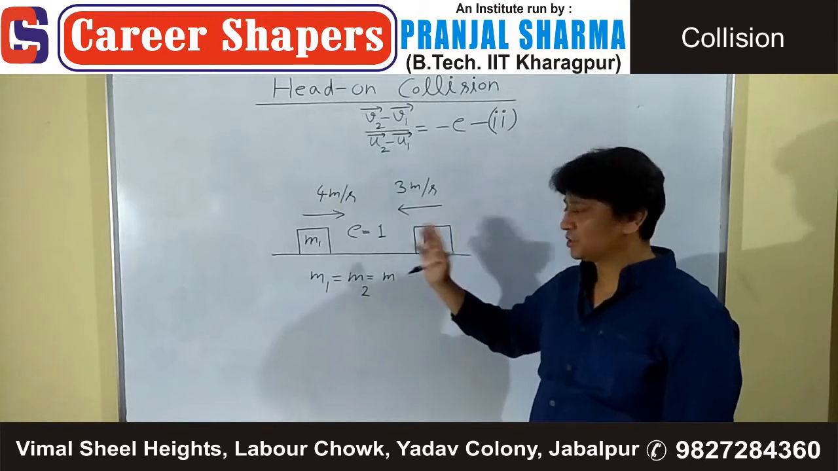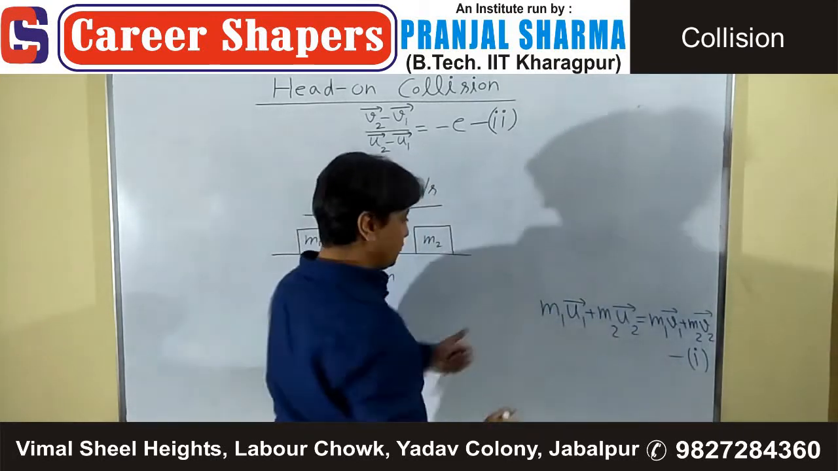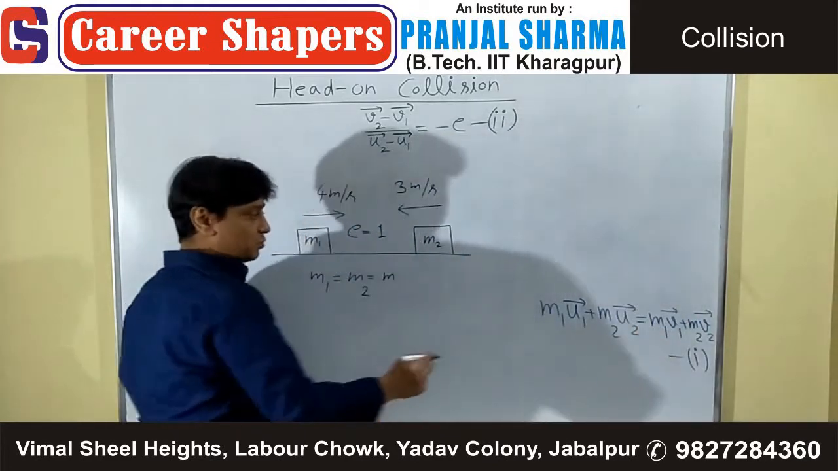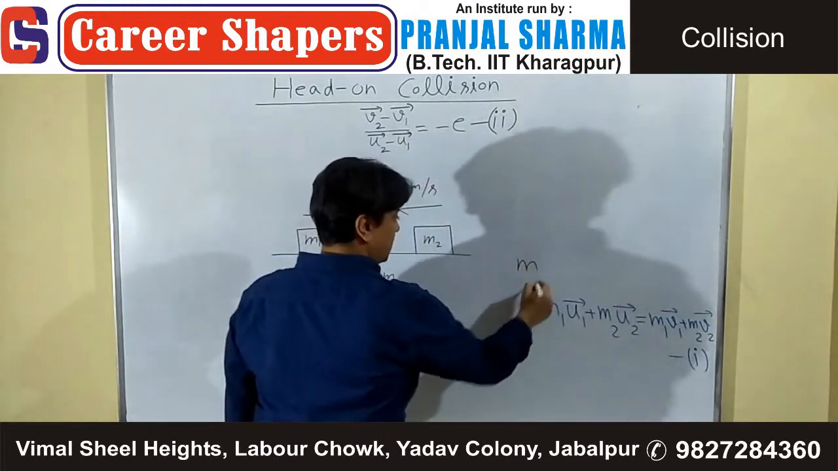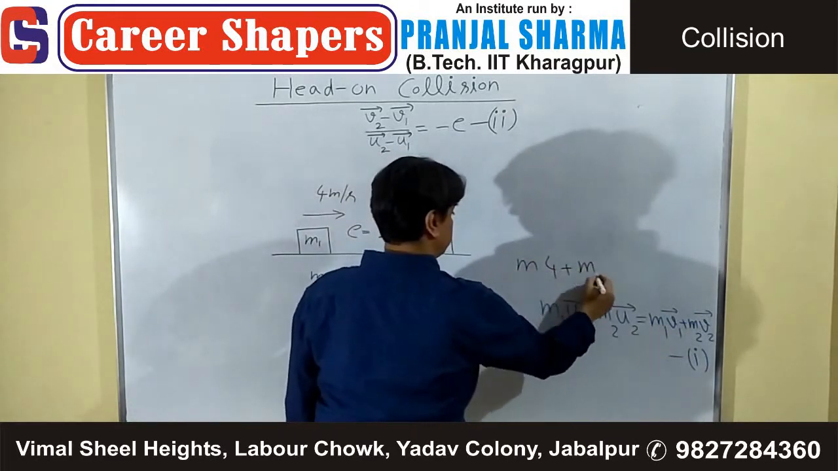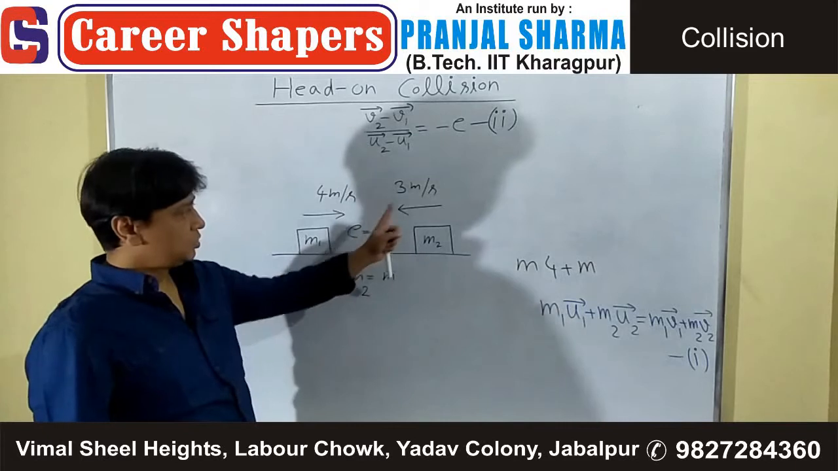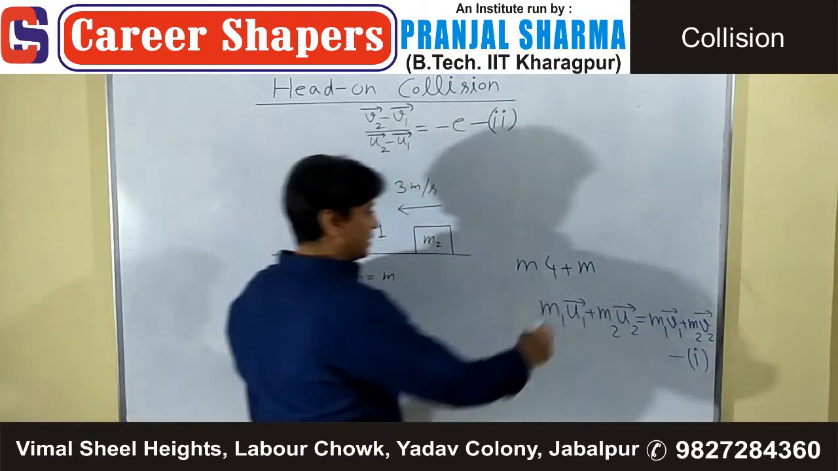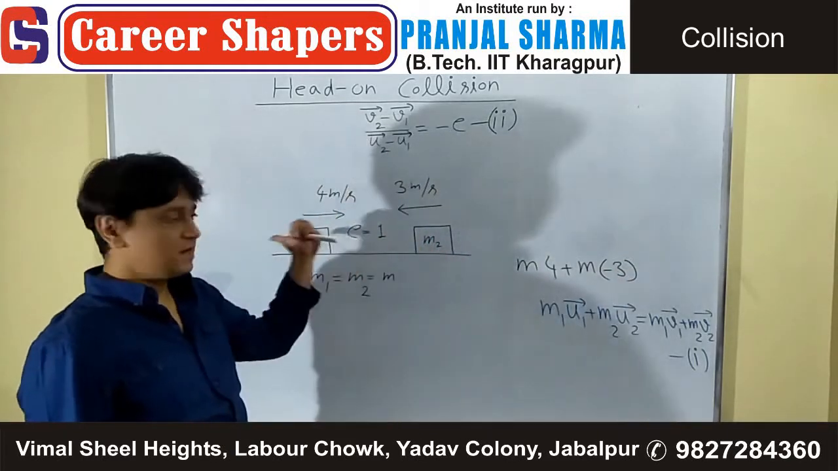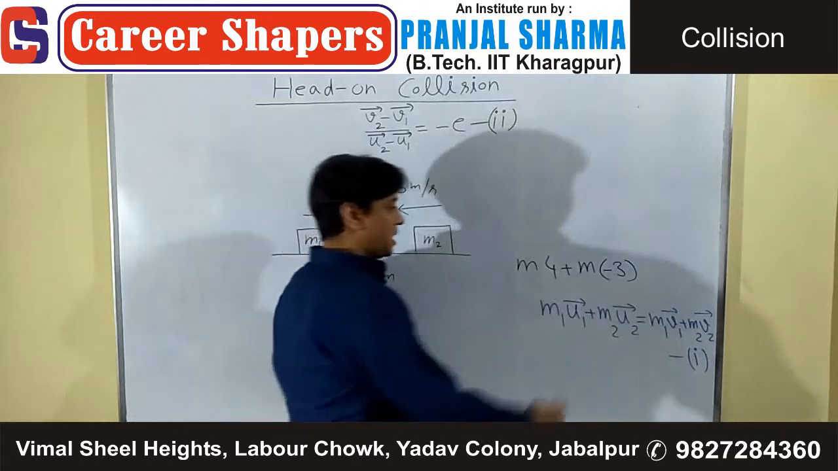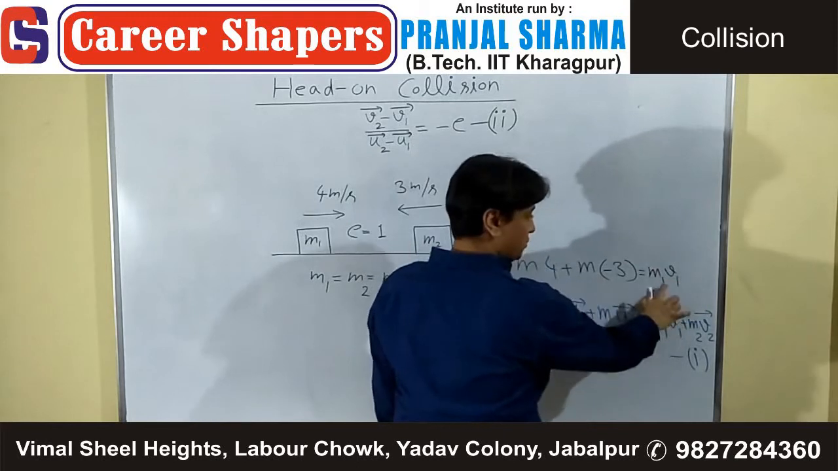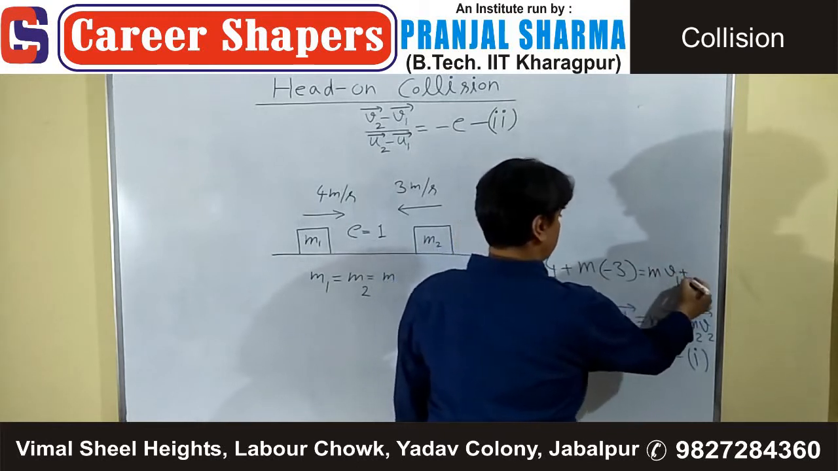Now, let's use the first equation, which is M1U1 plus M2U2 equals M1V1 plus M2V2. How do we use this equation? M1 is M, U1 is 4, M2 is M, U2, remember, is not 3. U2 is what? Minus 3, because of it being left. Then M1V1 plus M2V2, M1 is M, M2V2.